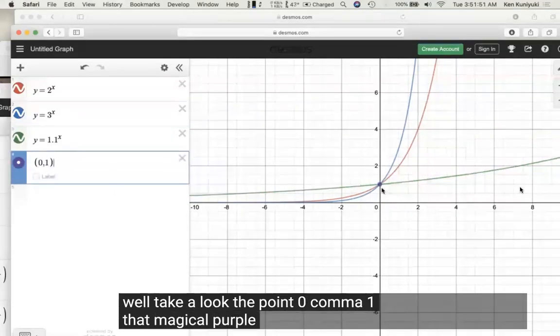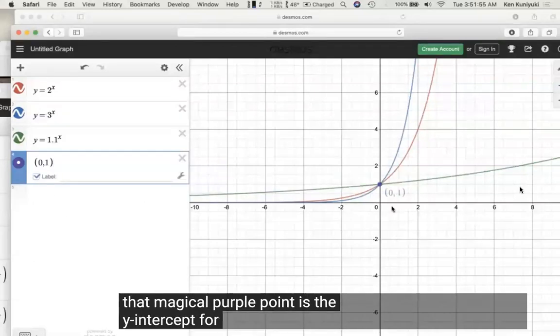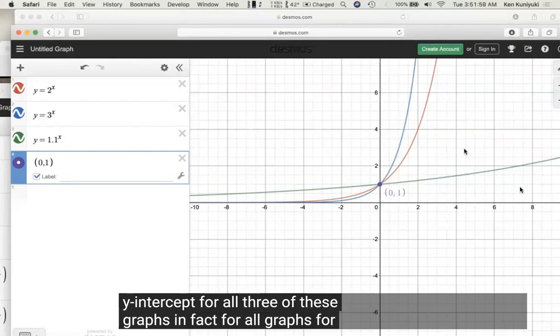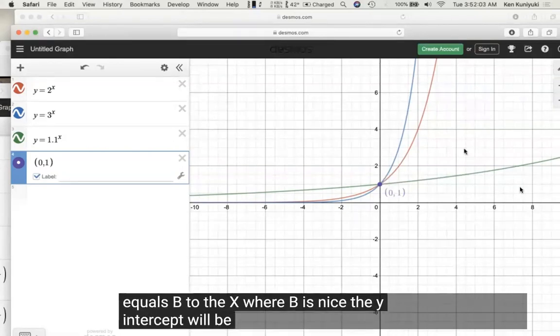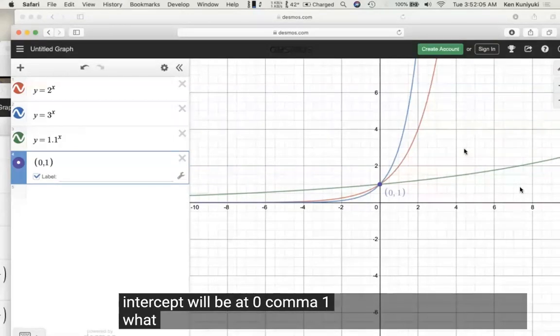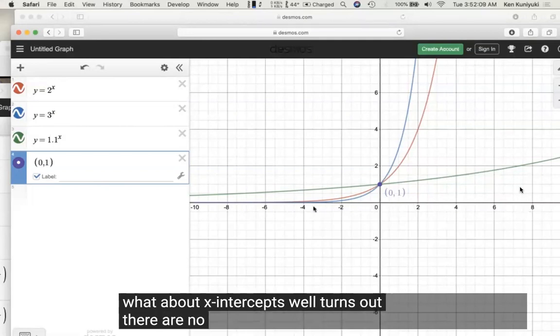That magical purple point is the y-intercept for all three of these graphs. In fact, for all graphs of y equals b to the x, where b is nice, the y-intercept will be at 0, 1. What about x-intercepts? Well, turns out there are no x-intercepts.